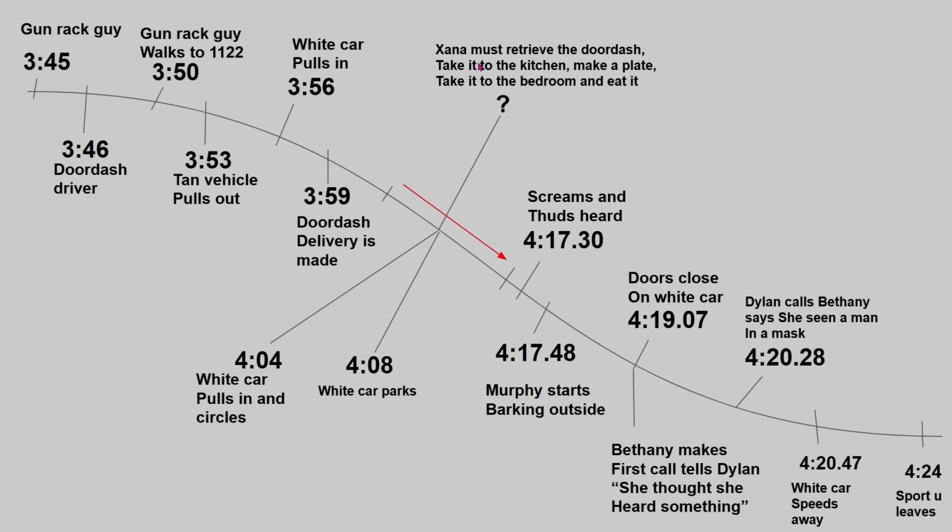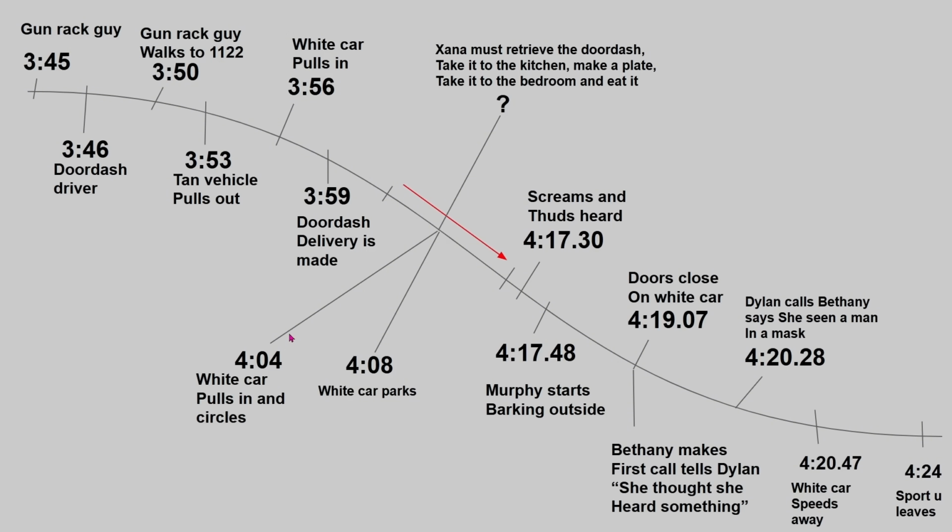So it tells me that sometime between 3:59 and 4:17, Xana retrieved the DoorDash, took it to the kitchen, made a plate, took it to her bedroom, and ate it pretty much, or was almost done eating it when this happened. I mean, that's going to take some time right there. During this time, the 4:04 white car pulls into the neighborhood and starts doing the weird circling, I believe looking for the 350 guy. I believe that's exactly what he's doing, or they're doing.